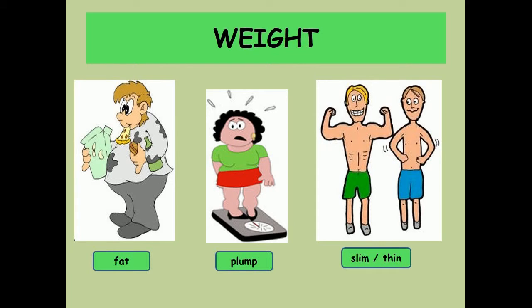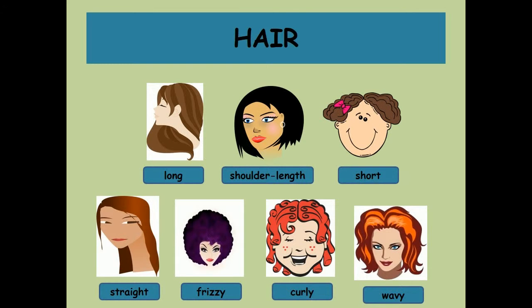Let's continue with the weight of the people. A person can be fat, or plump, or thin and slim, which are very similar. This is about the weight. Let's learn now about the hair. It can be long, or shoulder length, or it can be short, straight, frizzy or curly, or, finally, it can be wavy.